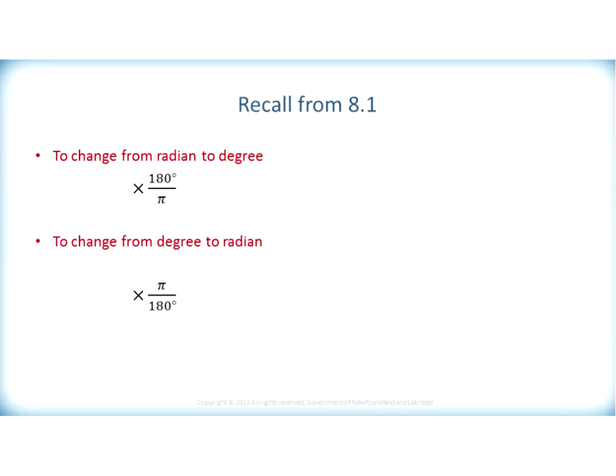If you can recall from 8.1, we changed radian angle measure to a degree measure by multiplying by 180 degrees over pi. We also changed from degrees to radians by multiplying by pi over 180 degrees.